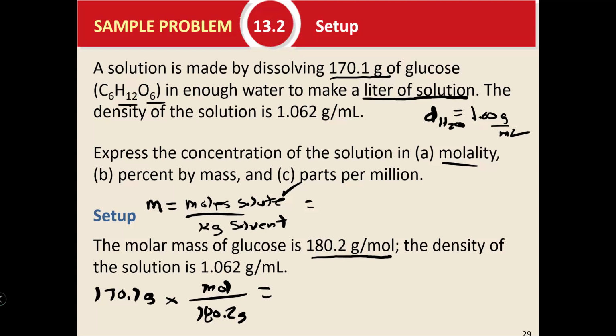All right, welcome back. So you know a liter of solution is 1,000 milliliters. So we've got 1,000 milliliters of solution. And then you know the density of the solution is 1.062 grams per milliliter. If I multiply this, those cancel out, and that will give me the grams of solution.